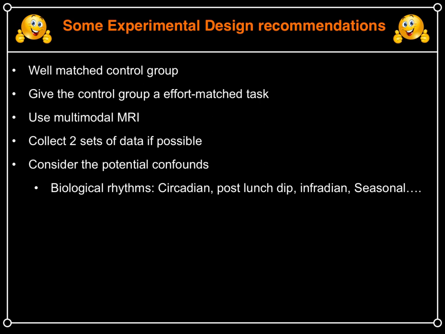So in terms of biological rhythms, you want to know about circadian rhythm. There are things like the post-lunch dip. So if you scan someone immediately after lunch, you might get a completely different neural response because of a physiological effect. There are other cycles that people want to be thinking about, like infradian cycles. There are other seasonal cycles. So one study has shown that based on the daylight savings time, there are changes in the hippocampal volume across a group of subjects. And this correlates with how well they do certain tasks.